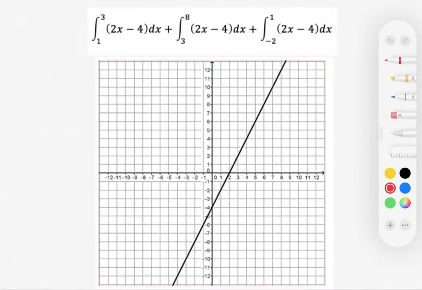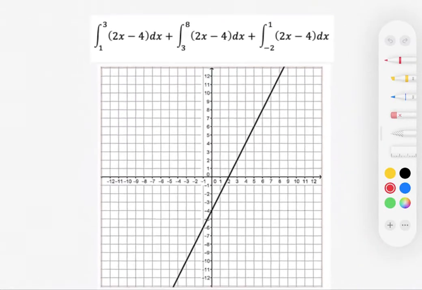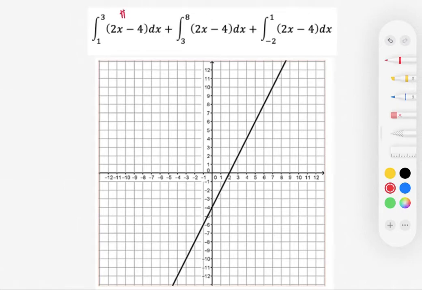So question number, let's zoom out a little bit. This is again number 5 and also number 6. They're using the same exact graph. So we're given this integral, and I want to remind you that integral means area under the curve. That's kind of the main idea here, but I like to think of it more as area between the curve and the x-axis. So let's start by looking at each individual region.